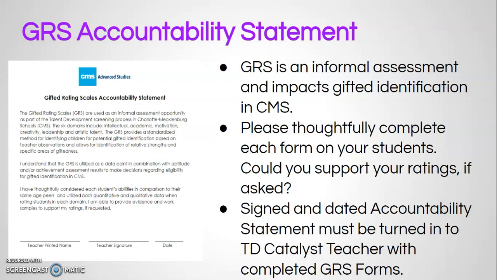In the Google form accompanying this presentation, you will be asked to sign that you've read and agreed to what is stated in the accountability statement. Please read carefully.